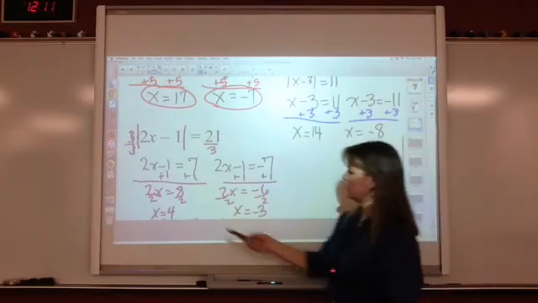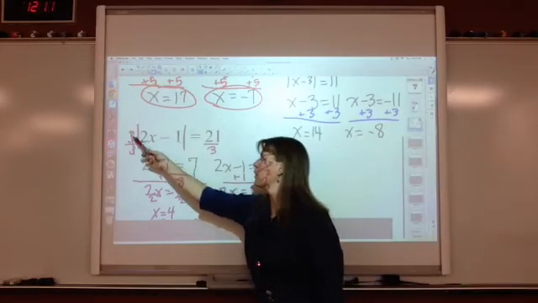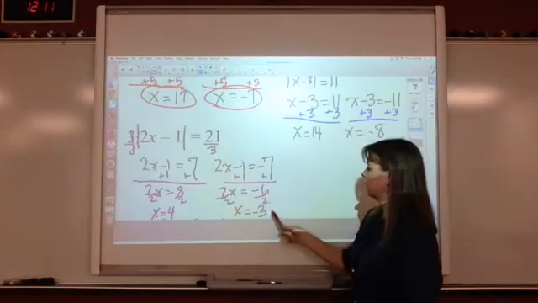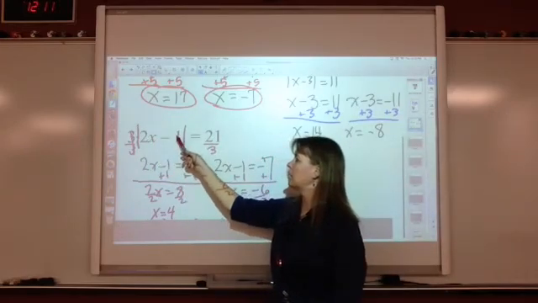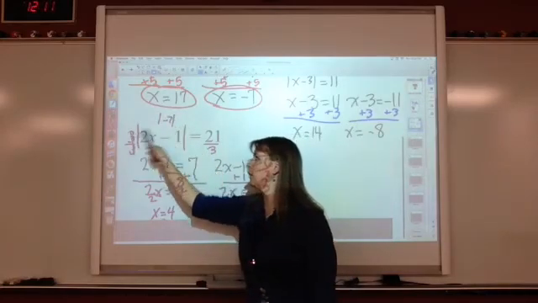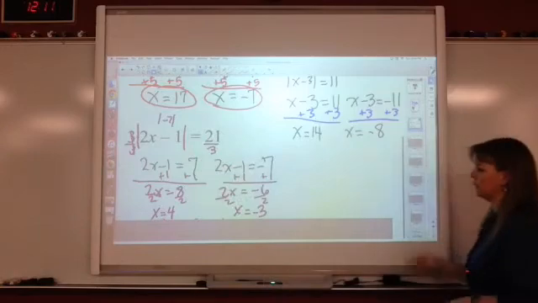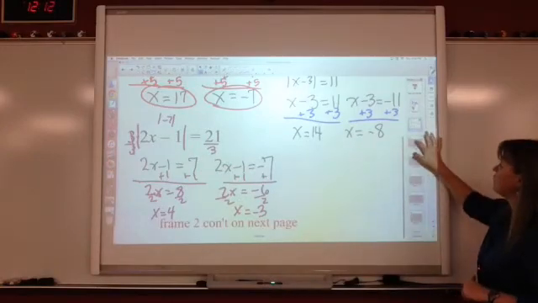Check it if you want, see if it works. 2 times 4 is 8, 8 minus 1 is 7, 3 times 7 is 21. Negative 3, 2 times negative 3 is negative 6, minus 1 is negative 7, but the absolute value of negative 7 is positive 7, times 3 is 21. They both work. Frame 2 continued.